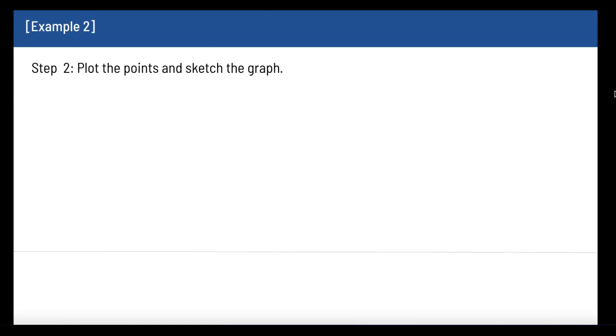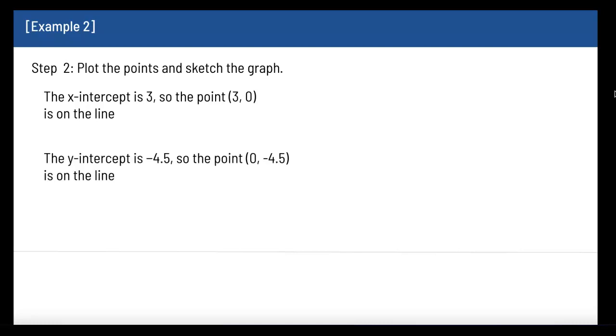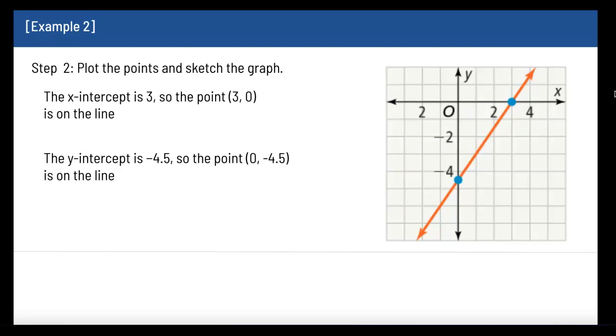We will now plot the points and sketch the graph. The x-intercept is 3, so the point (3, 0) is on the line. The y-intercept is negative 4.5, so the point (0, -4.5) is on the line. We can see that in this graph with a point on the x-axis at 3 and on the y-axis at negative 4.5.